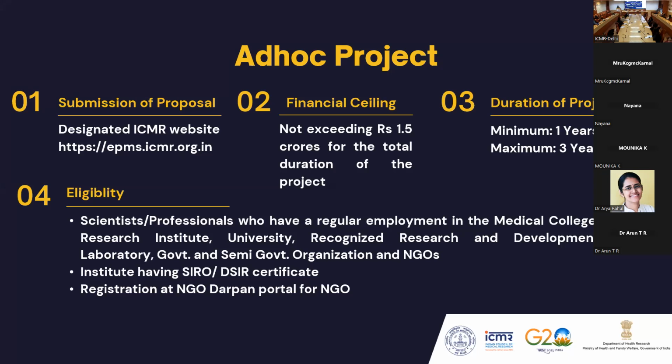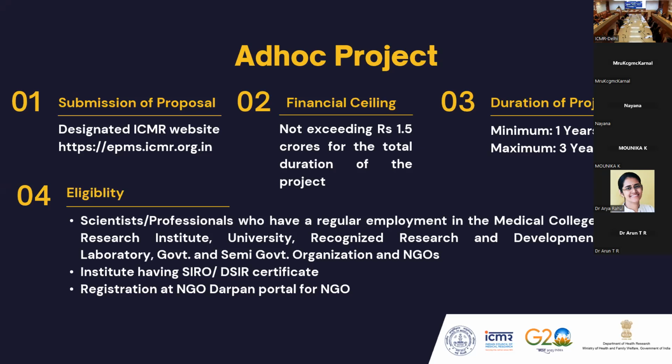Eligibility is again important. I received many queries about this. Presently, the eligibility criterion is scientists or professionals who have regular employment in a medical college, research institute, university, recognized research and development laboratory, government, semi-government, or NGO. This is the basic criterion to become a PI or co-PI.